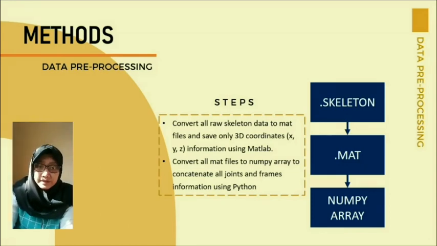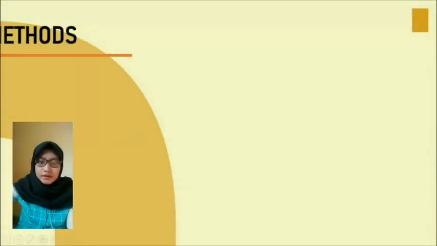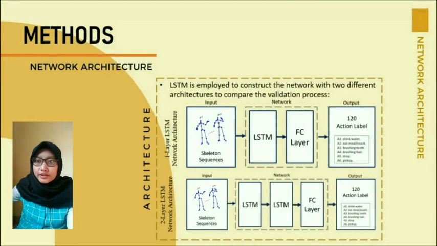Among the 100,000 samples, we divide them into two categories, training data and testing data. We also have another categorization for cross setup and cross subject. For cross setup, we divide the data by different camera setups, and for cross subject, we divide it by their subjects.